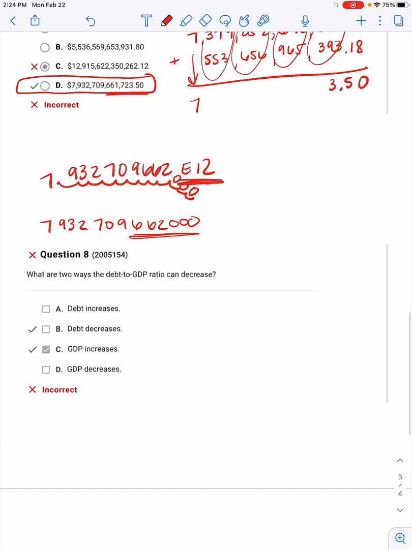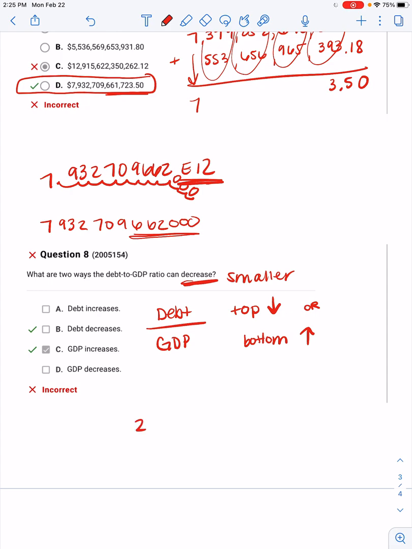All right, last one. There are two ways the debt to GDP ratio can decrease, okay? So again, think of this as debt over GDP. And so we're supposed to select 2 ways that the debt to GDP ratio can decrease. Okay, so in a fraction, your fraction gets smaller. That's what decreasing means. So your fraction gets smaller if the top number gets smaller. So I'm going to say the top number can go down, or if the bottom number gets bigger, your fraction is going to get smaller.